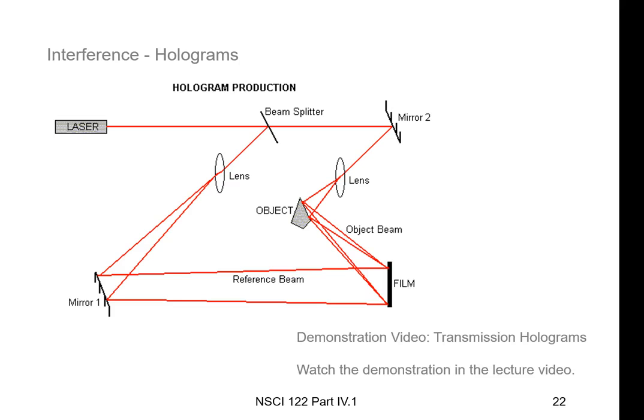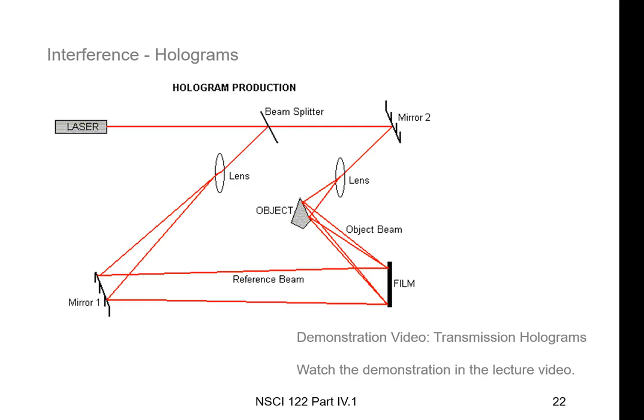However, what you do is, with that developed piece of film, if you send the laser light through that film, and it doesn't have to be the same wavelength as the original necessarily, what will happen is that when that light hits that film, there are going to be regions of varying transmission.